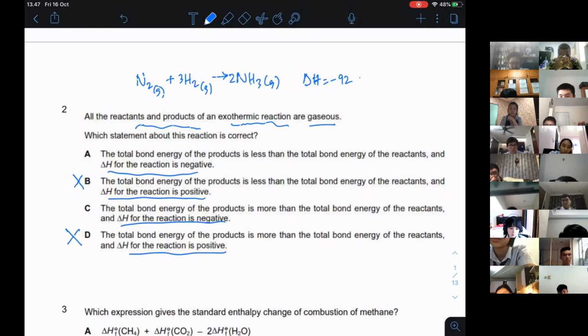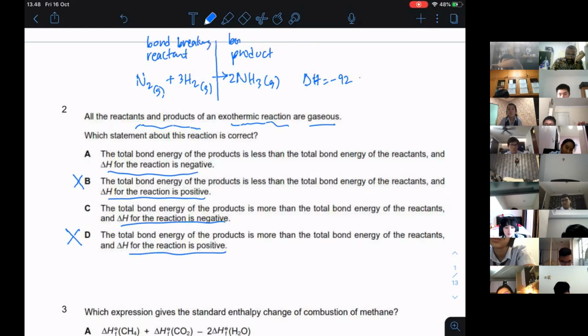Let's see which one it is. I told you just now to separate this into two. This is going to be the reactant and this is going to be the product. This is going to be bond breaking and this is going to be bond formation. So if this one is negative, Nicholas Chai, can you tell us which one is going to be more, bond formation or bond breaking? Bond breaking is always positive, right? So if it is more, definitely it's going to be positive.